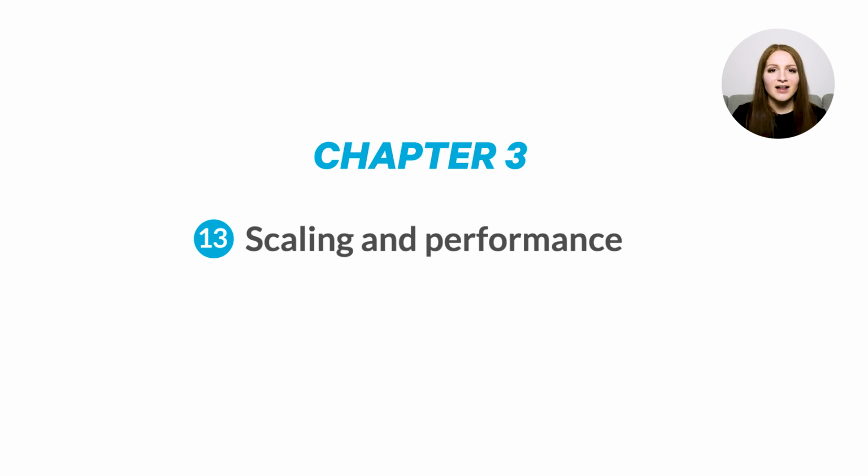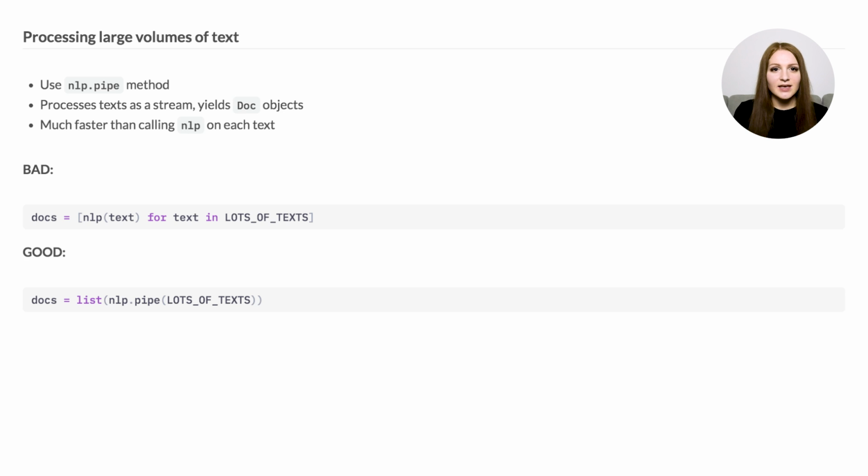In this lesson, I'll show you a few tips and tricks to make your spaCy pipelines run as fast as possible and process large volumes of text efficiently. If you need to process a lot of texts and create a lot of doc objects in a row, the nlp.pipe method can speed this up significantly. It processes the text as a stream and yields doc objects. It is much faster than just calling nlp on each text because it batches up the texts.